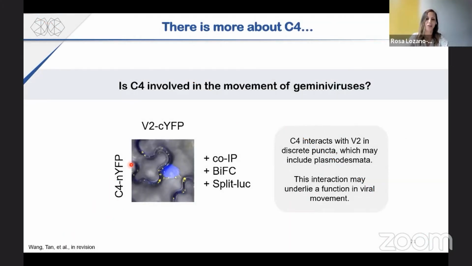And actually, we are probably not done with C4 yet. We have recently found that C4 can physically interact with another viral protein, which is V2, and this interaction happens in intracellular puncta, some of which seem to be plasmodesmata. So this is interesting because it has been long discussed in the field whether C4 or V2 might be exerting a function in viral movement, and this result raises the possibility that perhaps both viral proteins actually act together to mediate the cell-to-cell movement of the virus.